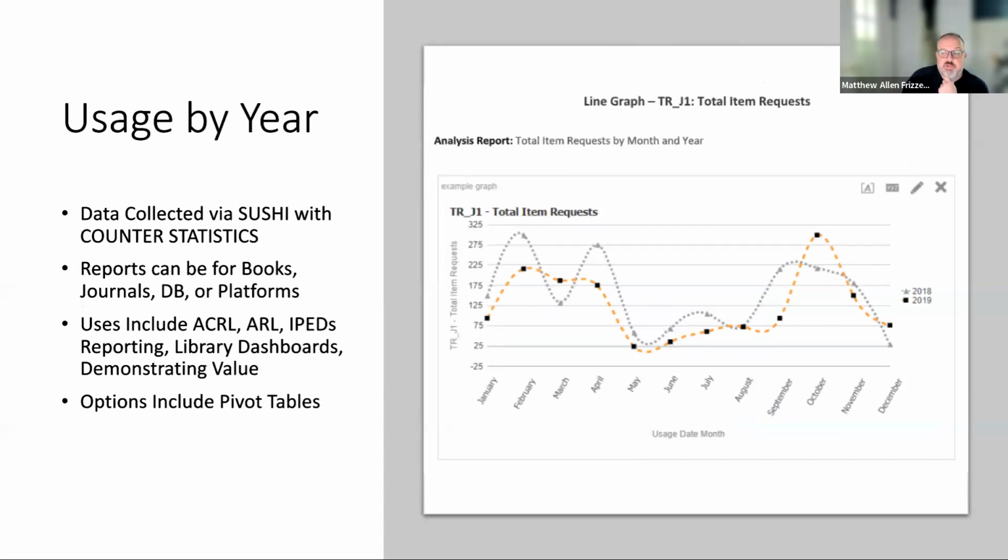This next slide is usage by year. Again, this is harvested by SUSHI and its COUNTER reports, but you can run this for ebooks, journals, or databases. You can also do this in a pivot table, which we discuss on the wiki. But I use these reports quite extensively for our ACRL, ARL, and IPEDS yearly report outs. I have them saved, and I can just run them each year and not have to redo them. I also, and I'll talk about this on my last slide, use these types of reports in our library dashboard and yearly impact report.